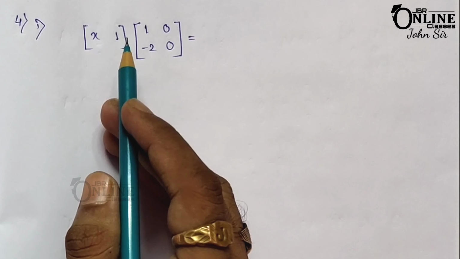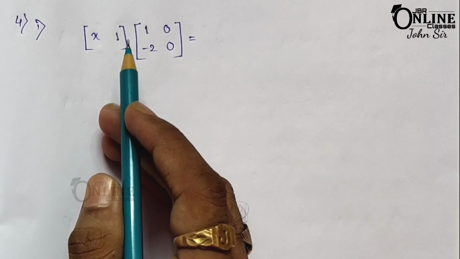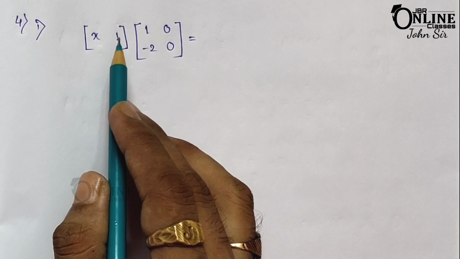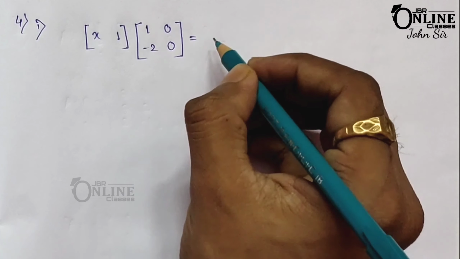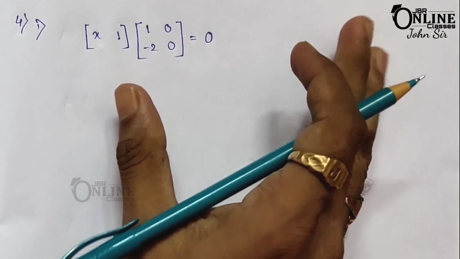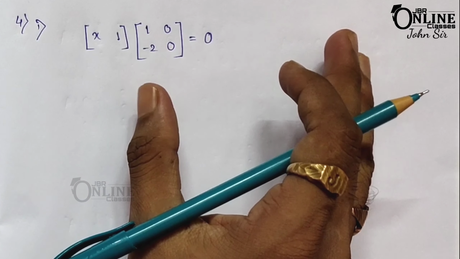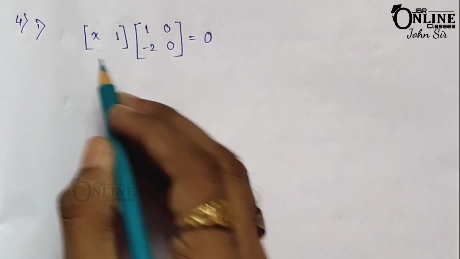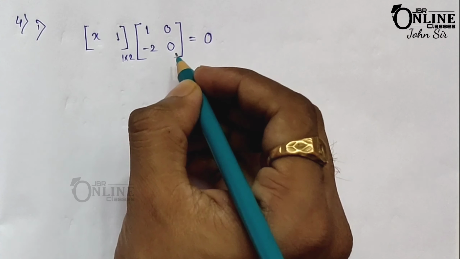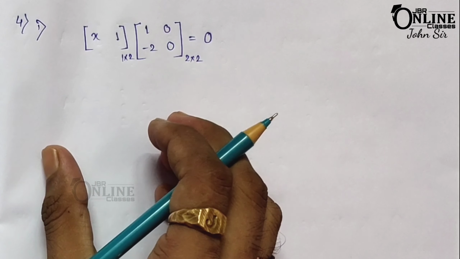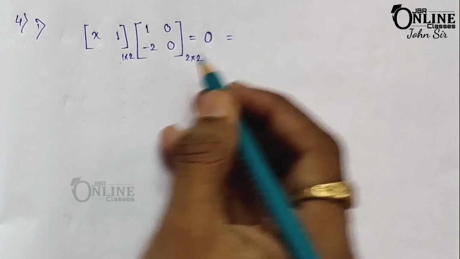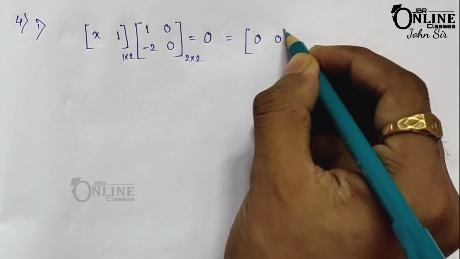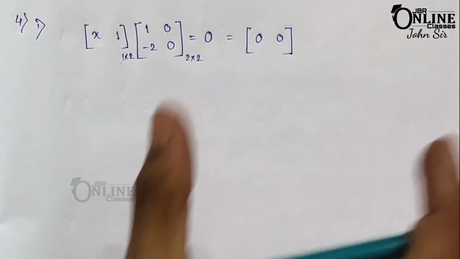Now sum number 4. In sum number 4, here if x 1, the first matrix, multiplied with the second one, 1 0 minus 2 0, equals 0. 0 means here null matrix. So then find the value of x. As here the first one is a 1 cross 2 matrix and the second one is a 2 cross 2 matrix, that means the product of these matrices will be 1 cross 2. That means here 0 0. The product of this matrix will be 0 0.